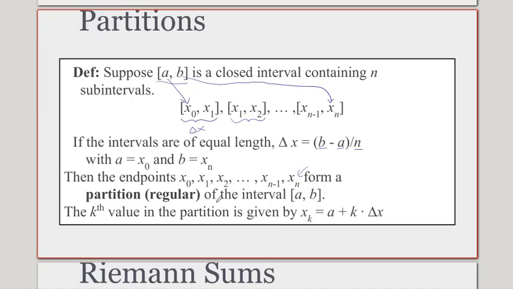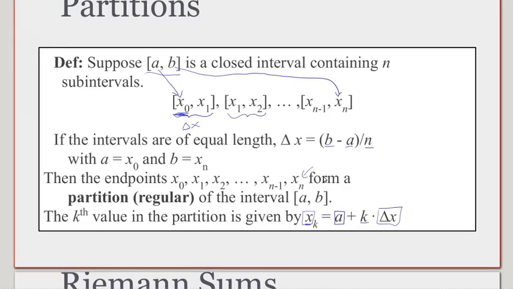If we wanted to get to the kth value, so for example the third or the fifth value, then the way we do that is we say x sub k, which will be the kth value in that partition, that's the beginning plus k of those delta x's. So that is, I want to go, say, 3 delta x's over. I start at the beginning, which is a, and I go over 1 delta x, 2 delta x, 3 delta x's. And that will get me to the third position, the third number in my partition. Okay, so that's the idea of a partition. Keep that in mind.